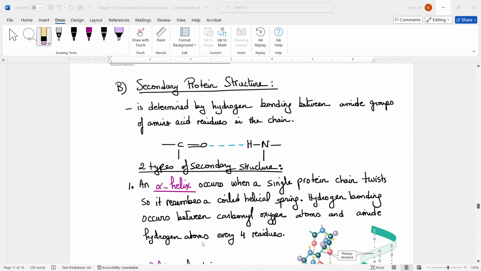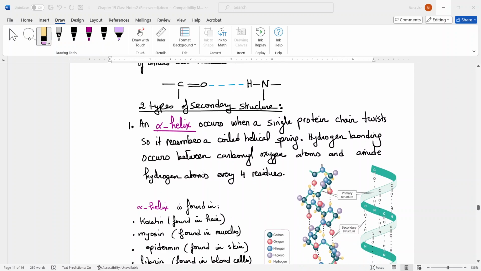The second type of protein structure is the secondary protein structure. This is formed whenever we have hydrogen bonding between the amide groups of amino acid residues in the chain. And the hydrogen bonding forms as such. It's the interaction between the oxygen of one carbonyl and the hydrogen of the amino group. There are two types of secondary structures, the alpha helix and the beta pleated sheets.